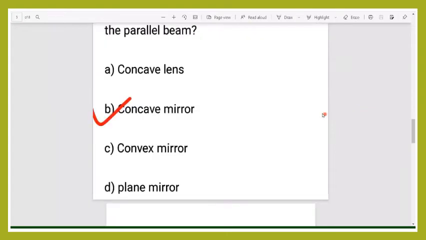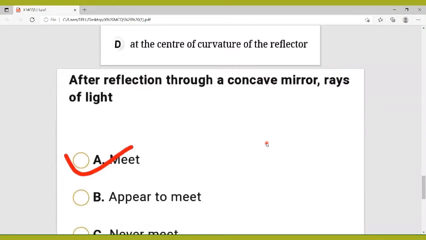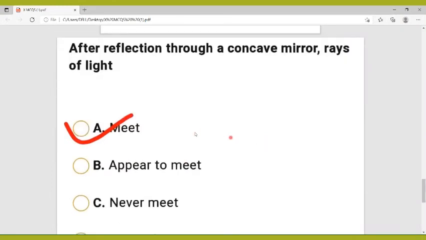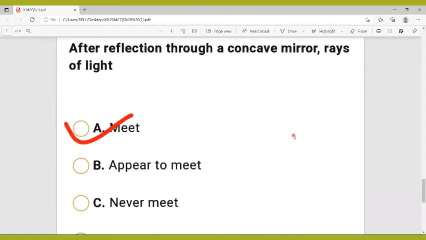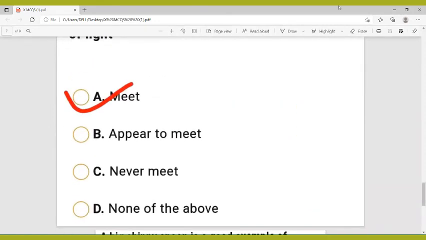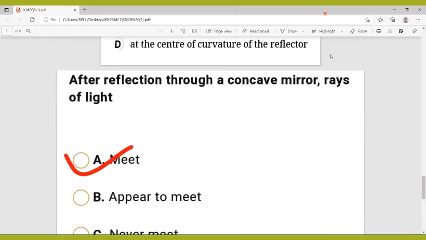Then the next question, after reflection through a concave mirror, rays of light. So we know that in concave mirror, the rays of light actually meet. So the rays of light will not appear to meet or never meet is also not correct. They will actually meet.